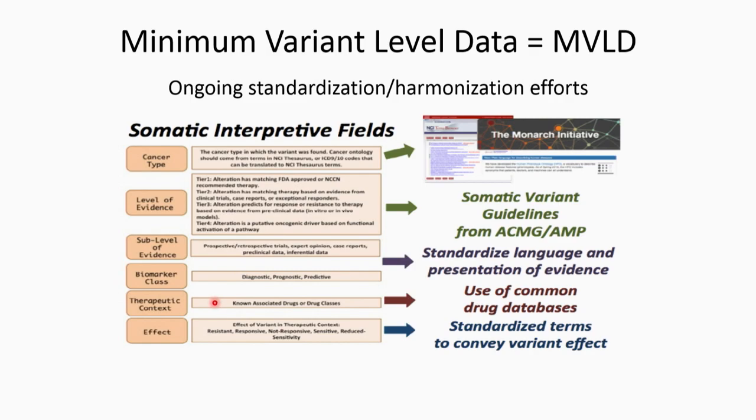So although MVLD was a very good first step, there is a lot of effort that needs to continue in terms of standardization and harmonization. For example, we do not have agreement on how we should even be classifying tumors, what classification system or approach to use when we are representing somatic variants. Should we be using OncoTree that's becoming popular with some knowledge bases? Should we be using the Human Disease Ontology? And there are other things that still also require standardization, such as common drug databases, standard terms for conveying variant effect, and so on. So this is an ongoing effort, and hopefully we will eventually be able to develop a standard that will be very broadly accepted.